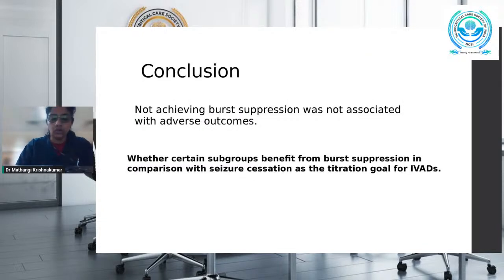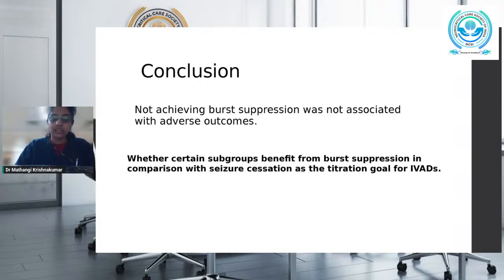So overall, to conclude based on the article, not achieving burst suppression was not associated with adverse outcomes. A larger study is required to answer one important clinical question. That is, rather than having a generic term that burst suppression is of no use in refractory status epilepticus, there is a hint in this study, where in anoxic brain injury, burst suppression, or even some burst suppression, had some advantage compared to no burst suppression at all. So maybe certain subgroups benefit from burst suppression in comparison with seizure cessation as the titration goal for IV anesthetic drugs.